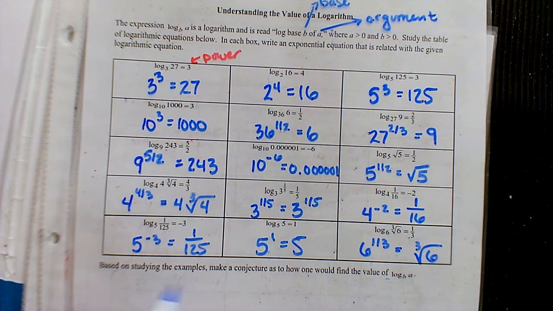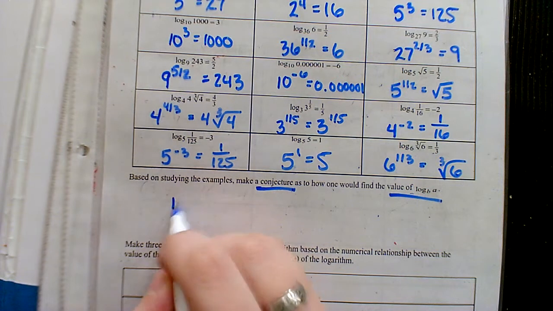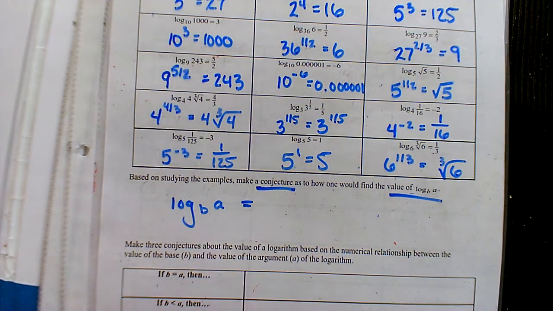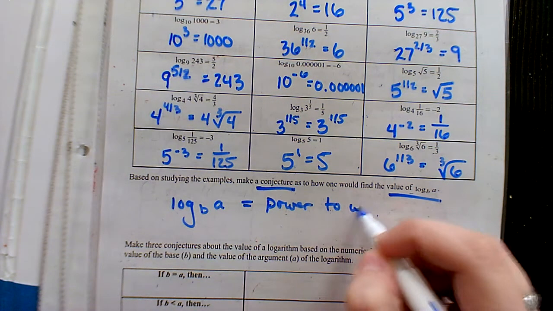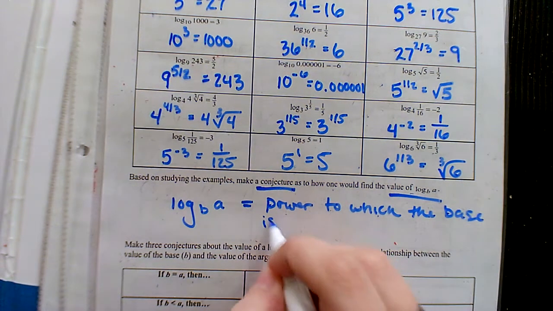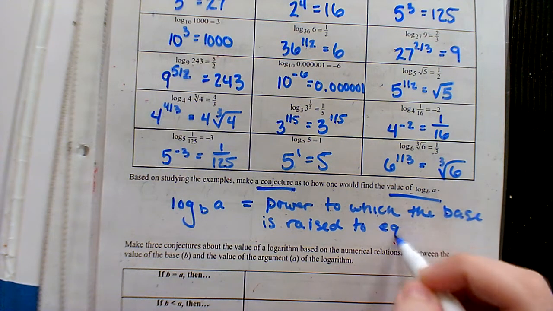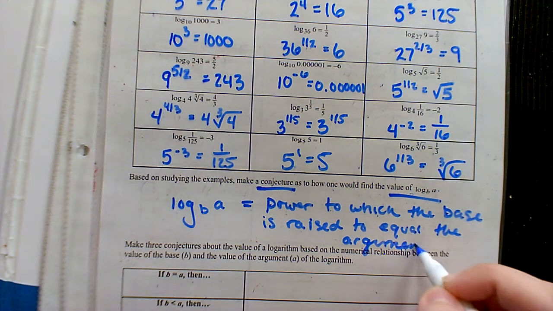Okay, so based on the examples, let's go ahead and make a conjecture, kind of what Hannah mentioned before, about the value of whatever a logarithm is. So let's go ahead and say that log base b of a is the power to which the base is raised to equal the argument.